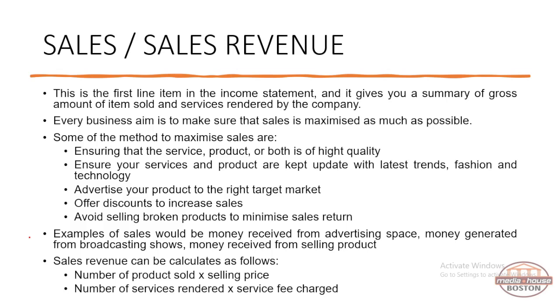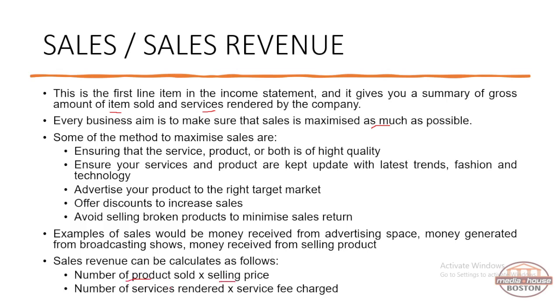So here it says that this is the first line item in the income statement, and it gives you a summary of gross items sold or services rendered by the company. So every business aims to make sure that the sale is maximized as much as possible so that it can generate a higher profit. And for you to be able to calculate the sales, if we are talking about selling of products, it will be the number of products sold multiplied by the selling price.